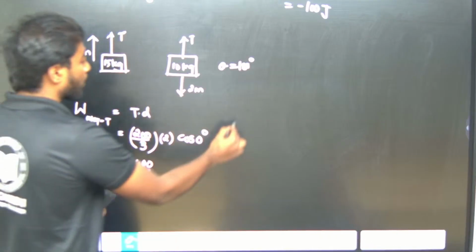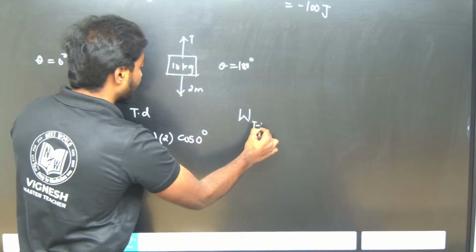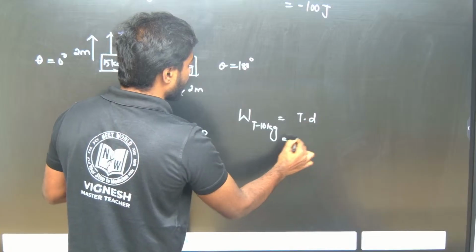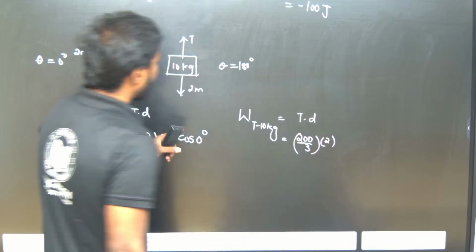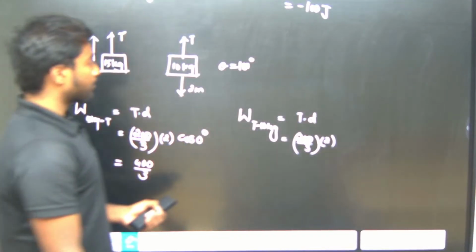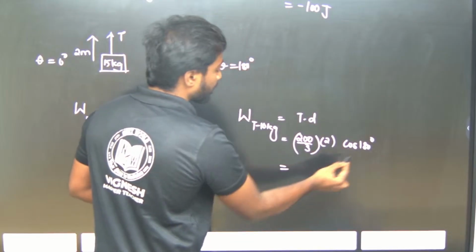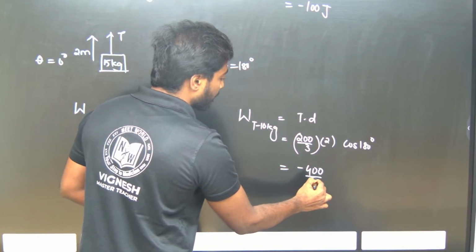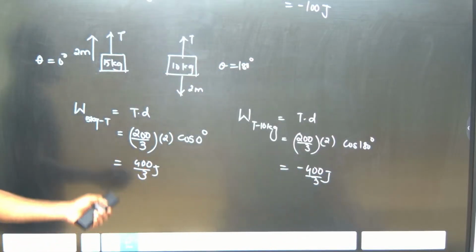What about the work done by tension on the 10 kg block, which is equal to T dot D. So 200 by 3 into 2. And what is the angle? It is cos 180 degree, which is nothing but minus 1, and it is minus 400 by 3 joules. So this is the answer for the given question.